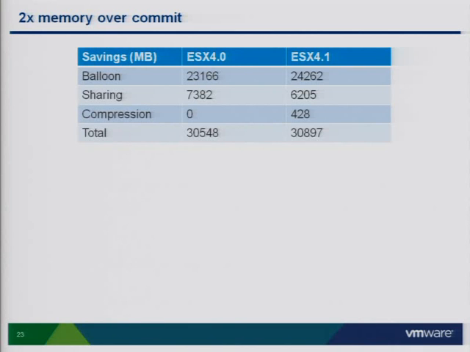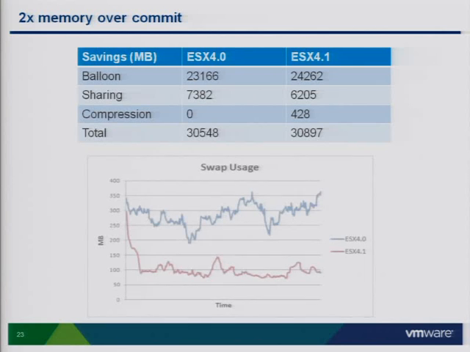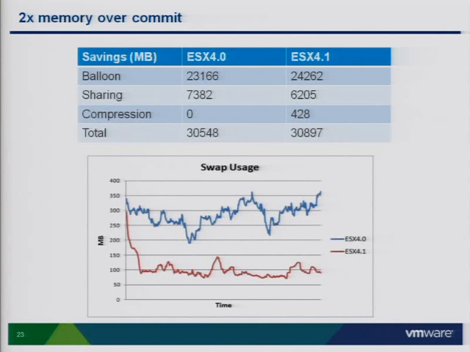Might not seem like a lot to you, but this will make sense in the next graph that I'm going to show you. So here, what I've plotted is the swap usage. How much memory was not able to fit in the memory and was swapped out to the disk. So in ESX 4.0, we see that the average swap usage is about 300 megabytes, whereas in ESX 4.1, the average is about 100 megabytes.